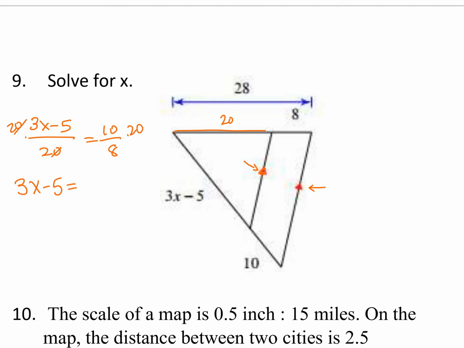Well, let me double check that. 200 divided by 8. That's 25. And then we're going to solve this, so add 5 to each side. So 3x equals 30. And then divide by 3. X equals 10. Okay?